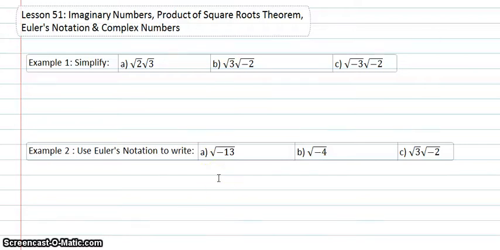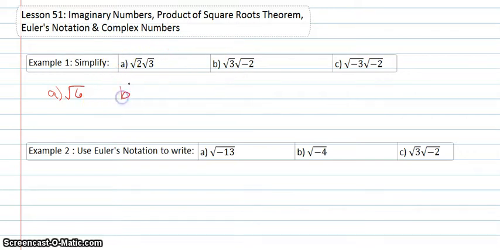In lesson 51, we're talking about imaginary numbers, the product of square roots theorem, and Euler's notation and complex numbers. On the first example, A, we simply multiply the square root of 2 times the square root of 3. So on A, that's just the square root of 6. You notice how neither the 2 nor the 3 has a negative symbol.